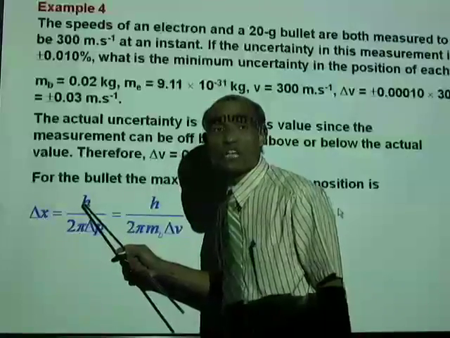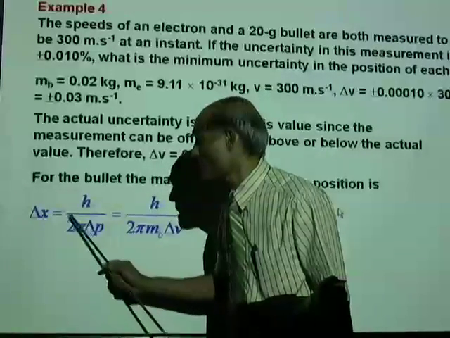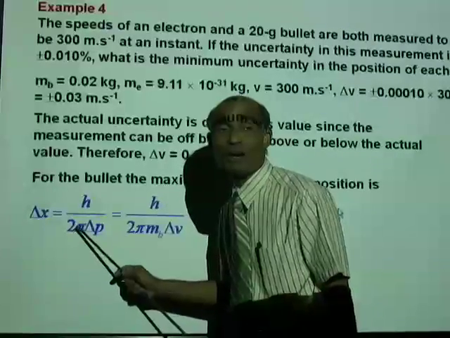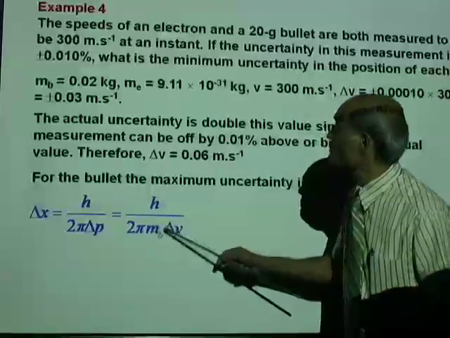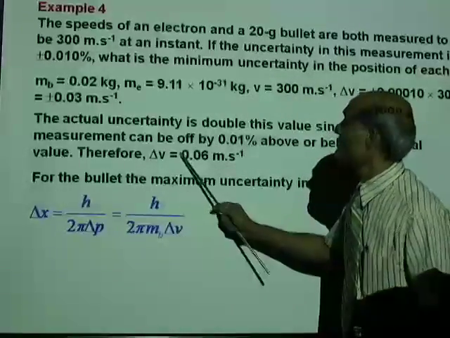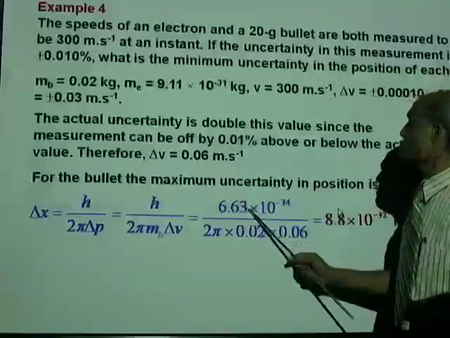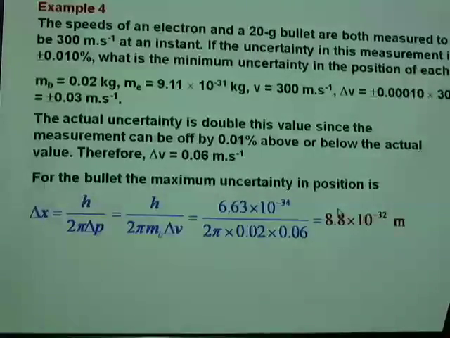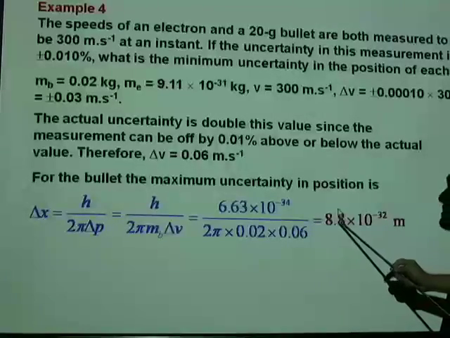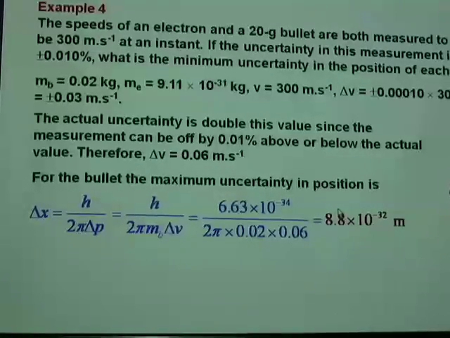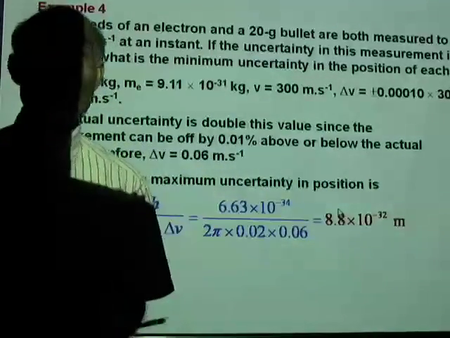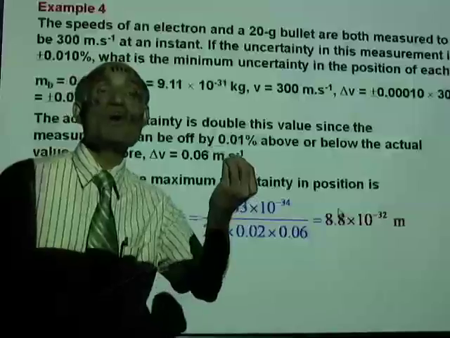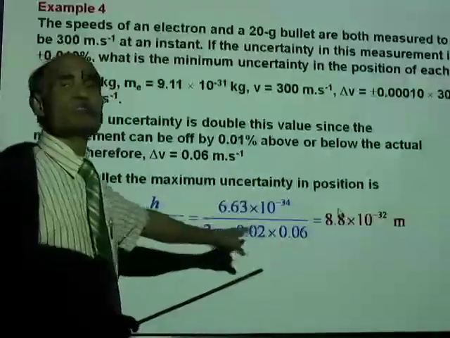Now, when the uncertainty is minimum, delta x multiplied by delta p equals h over 2 pi. Alright, what we now need to do is replace these values. We know the mass of the bullet, we know delta v we just calculated, and h we know, and that gives you the uncertainty in measuring the position of the bullet as 8.8 times 10 to the negative 32 meter. You can see this is a very small value. So we can say for all practical purposes there is no uncertainty in measuring the position of the bullet.